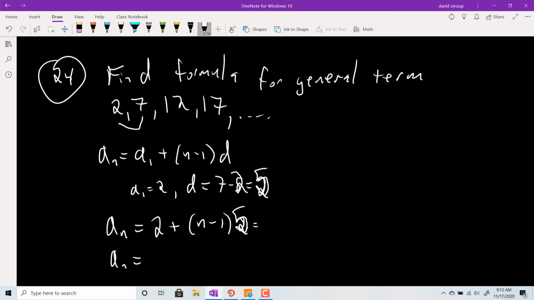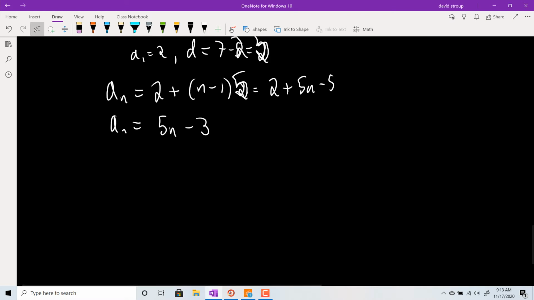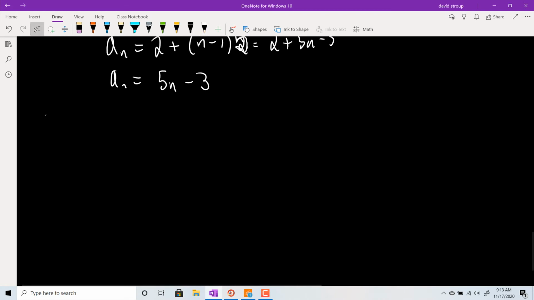Sorry about that. Okay, so this is then 2 plus 5n minus 5. So this will be 5n minus 3 at the end of the day. And you want to check, make sure it works. So when it's 3, you'll have 15 minus 3, which is 12. And yeah, that's the third term. Okay, let's get one more of those, considering I butchered it.